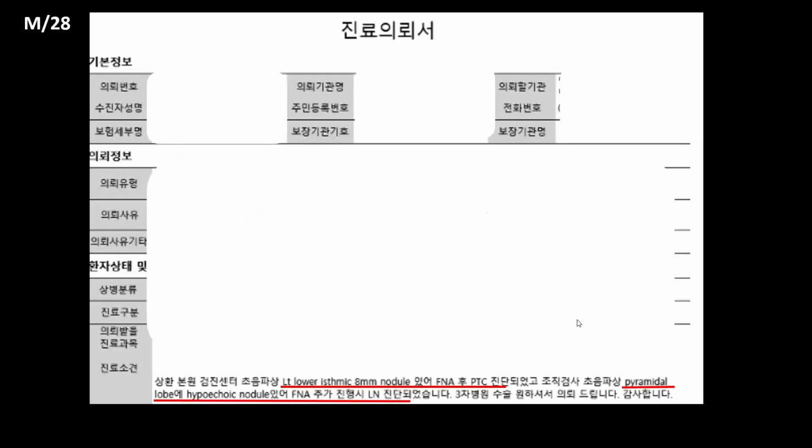At an outside clinic, an 8 mm thyroid nodule underwent fine needle aspiration (FNA) and was diagnosed as papillary thyroid carcinoma. In addition, a hypoechoic lesion in the pyramidal lobe was also biopsied and interpreted as a lymph node.